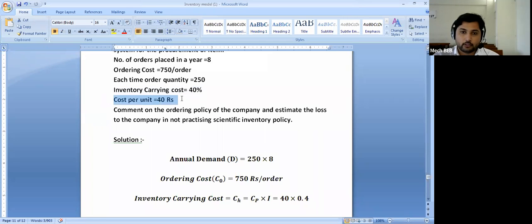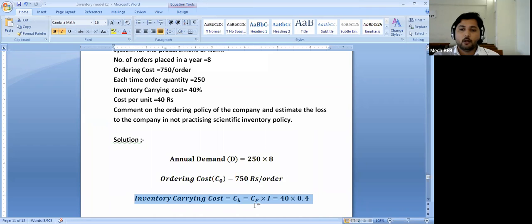So here we need to consider CH is equal to CP multiplied by I, where CP is nothing but cost per unit, and I is nothing but the inventory carrying cost in a percentage. So 40 multiplied by 0.4 will be your inventory carrying cost.